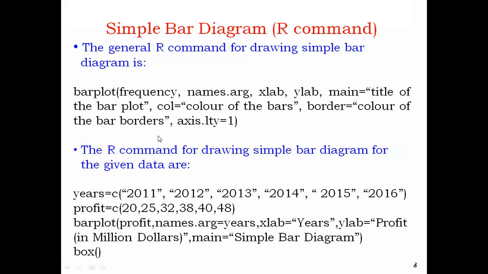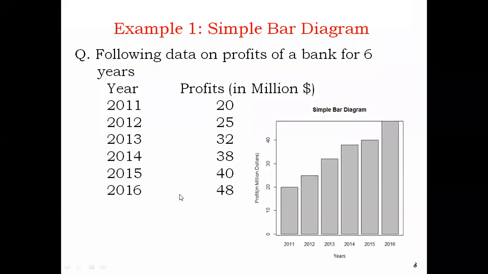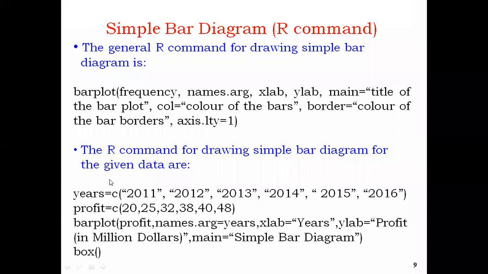So the general one I have given here, and the second one is the R command for drawing a simple bar diagram for the given data. On the basis of this data, I am giving this command, and this is your general R command. So how can we do it? Just type years, then profit, then barplot. What is the meaning of this? Just see xlab, years, names.arg, this is an argument. What argument are we considering here? ylab equal to profit in $1 million.